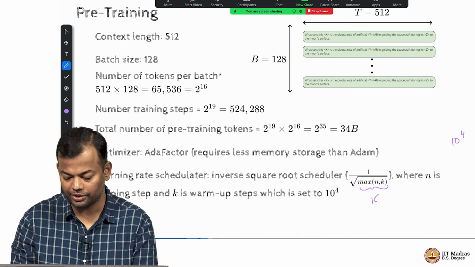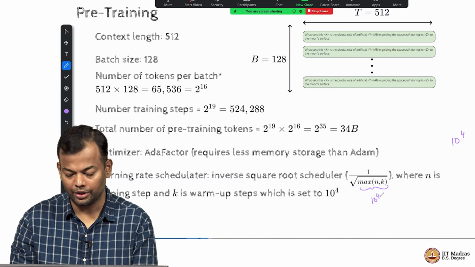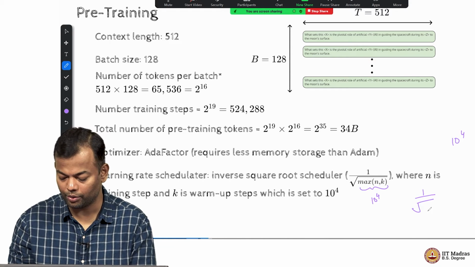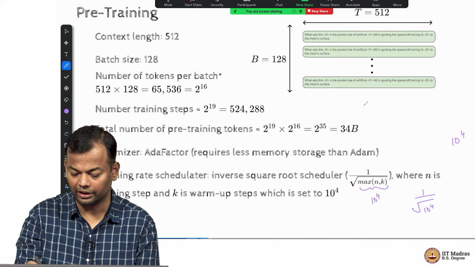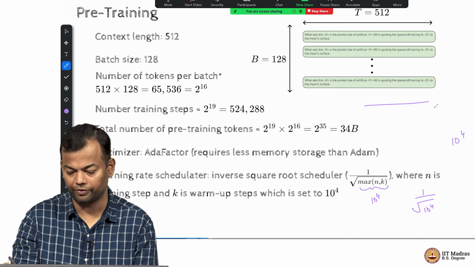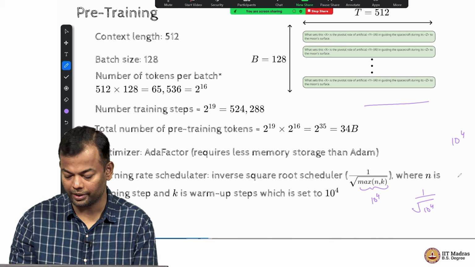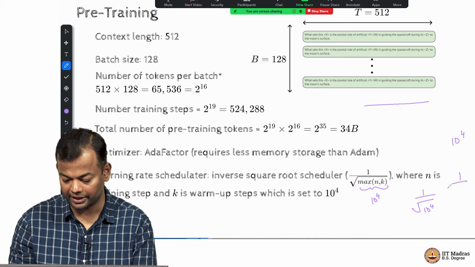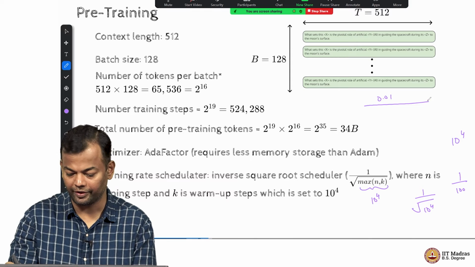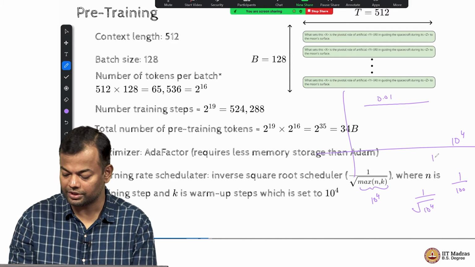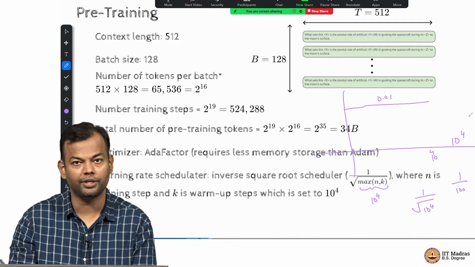So the max here would just be 10 raised to 4. So your learning rate would be 1 over square root of 10 raised to 4, right? That means you have this constant learning rate for the first 10 raised to 4 steps, which is 1 over square root of 10 raised to 4, which is 1 over 100. So this would just be 0.01, right? So for the first 10 raised to 4 steps, your learning rate would just be 0.01.